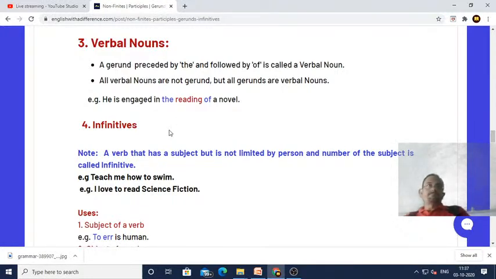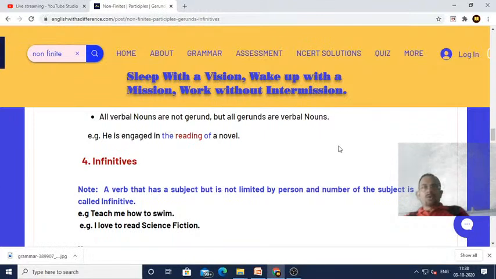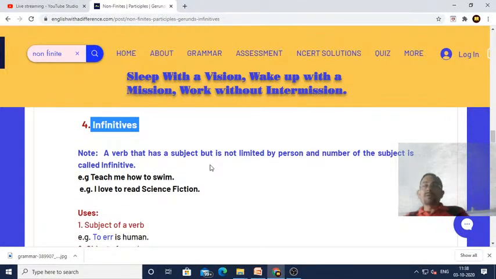So that's all about verbal nouns, gerund and participle. Now let me go ahead with the explanation of infinitives. Dear students, you might remember I told you that non-finites consist of participle, gerund, verbal nouns and infinitives also. So today let us know what are infinitives.